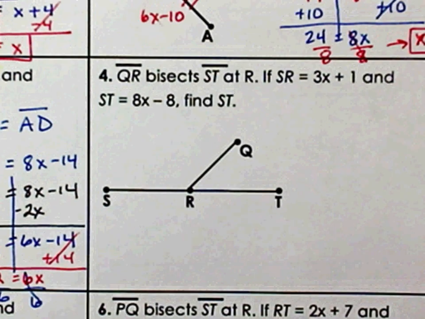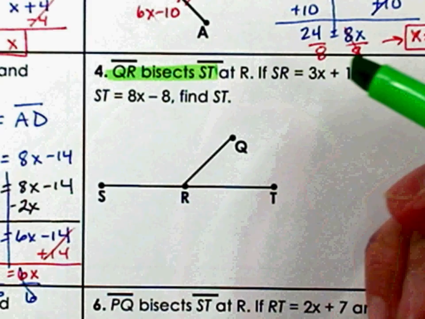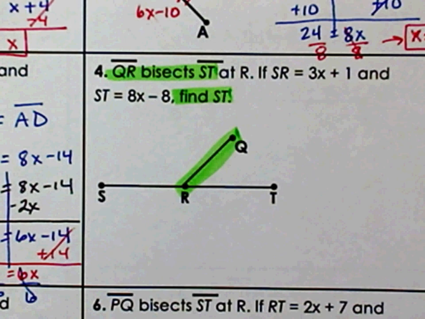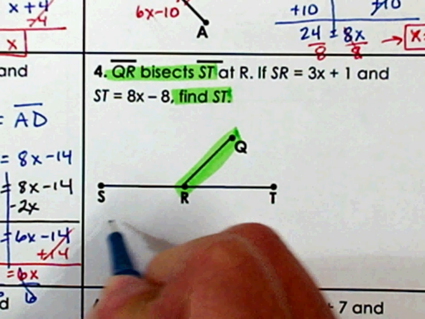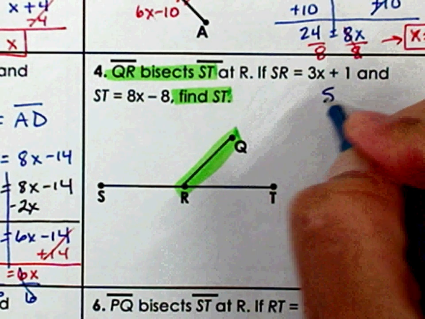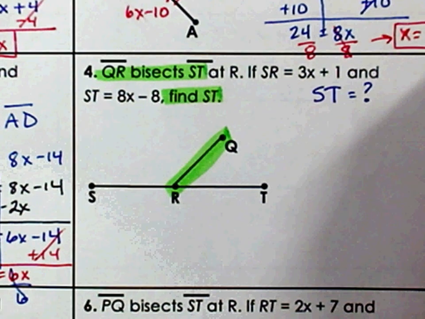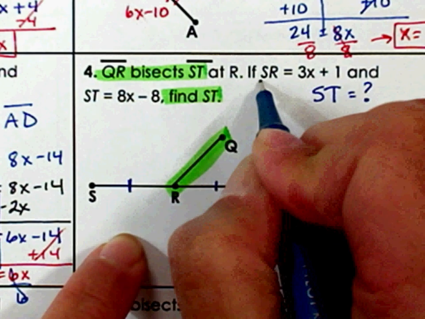All right, let's go to number 4. Here's that word again. It says what? QR bisects ST. So here's QR, and it asks you to find ST. Okay, so what are we trying to find? We are trying to find ST. That's what we're trying to find. You see it? Okay, since that bisects, these guys are congruent.